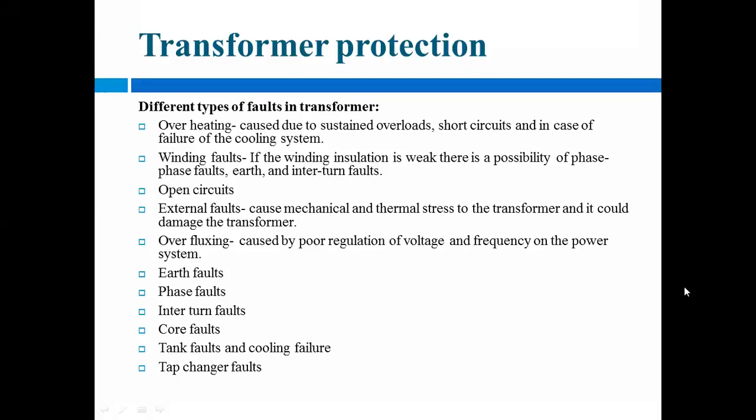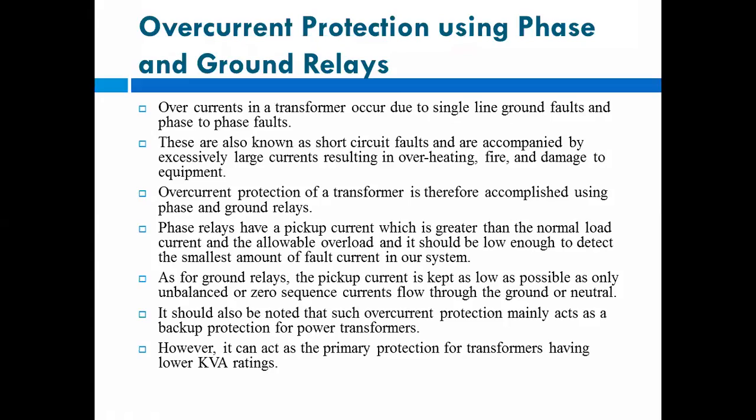And now after that we have seen the overcurrent protection, using the phase and ground relays. Now overcurrent protection means when actually this overcurrent is occurring. So when there are number of faults, that is the single line to ground faults and phase to phase faults. Okay, these faults are nothing but the short circuit faults, and they are causing the high current to flow in the transformer. That's why we are using the overcurrent protection scheme.